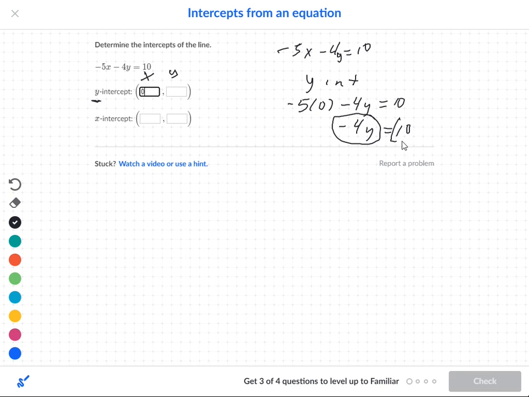Notice we have one circle and one box. We divide by negative 4. We get y is equal to 10 over negative 4. We divide by 2, so this becomes 5 over a negative 2. Now Khan Academy will not accept the negative sign on the bottom, so bring the negative sign to the top. So y is equal to a negative 5 over 2. So I'll say negative 5 over 2.